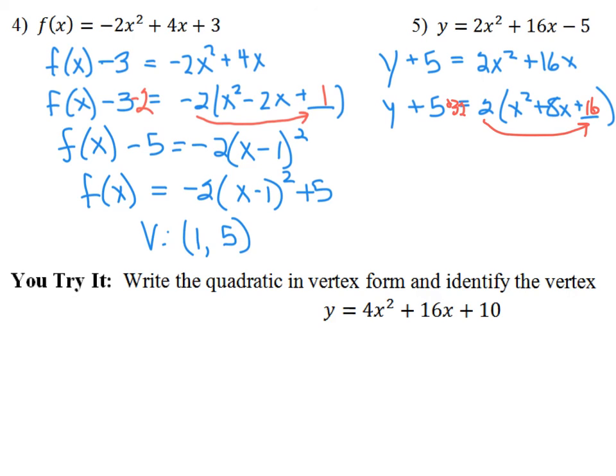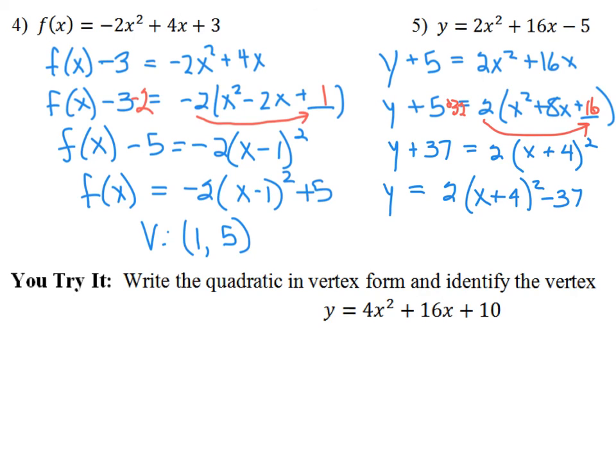So on the left side I now have y plus 37 is equal to 2 times, now let's think about the factors here. We're always using our half number, so it's going to be x plus 4 squared. And then go ahead and subtract 37 from both sides. So 2 times x plus 4 squared minus 37. Vertex on this one, -4, -37. That number got pretty big. Now I want you to try the You Try It and identify the vertex. When you're done, come back and check with my work.